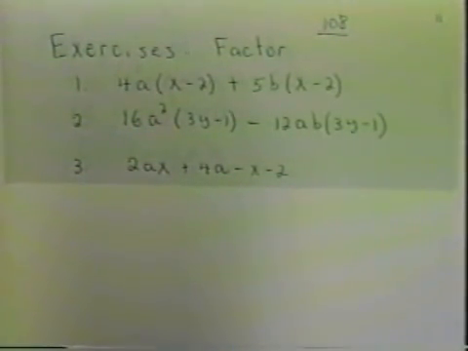On the third one, you will need to break them into pairs, take out the common factor for each pair, and then see if you have a common binomial factor. Copy down the three problems and then stop the tape. Once you have worked the three problems, restart the tape to check your answers.